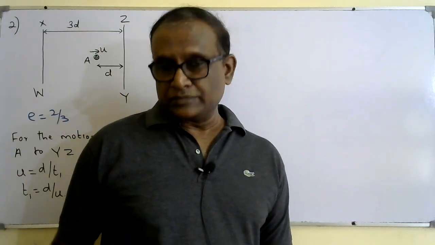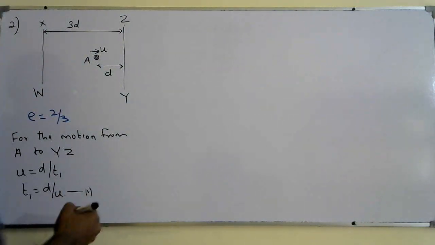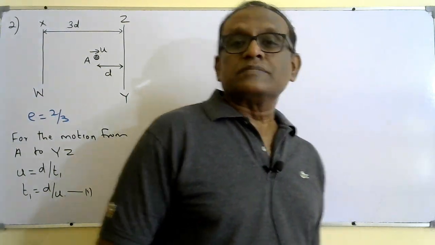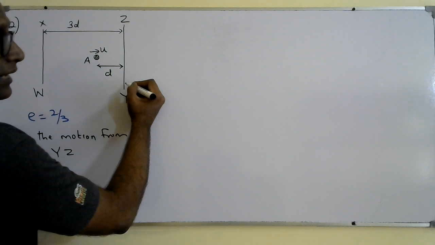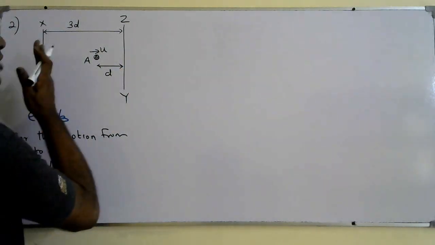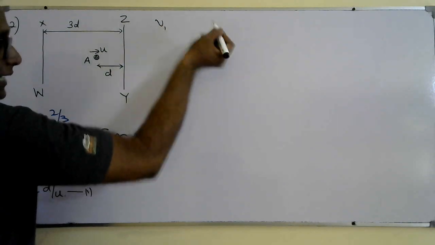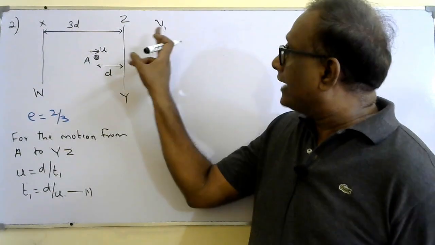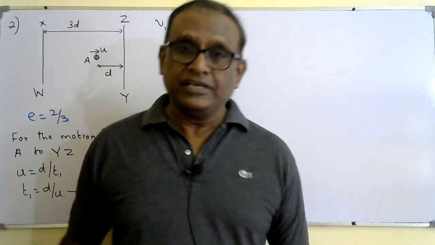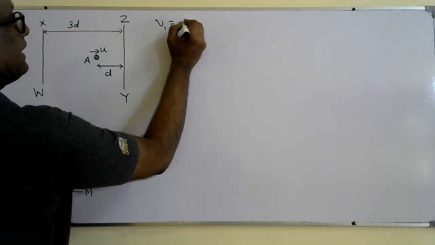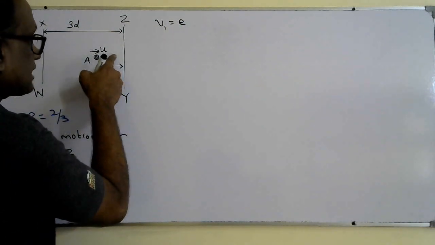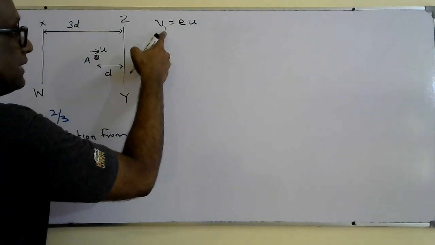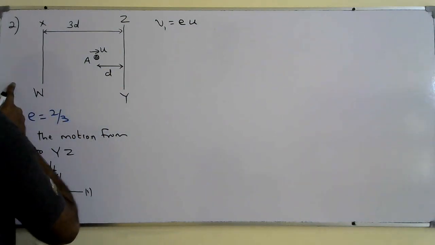After collision, what will be the speed? We are using the equation: speed of separation is equal to E times speed of approach. This is at rest, it's a wall, it won't move. So relative to this, it's going to bounce off at a speed v1 minus 0, because YZ is at rest. So relative to the wall, it will bounce off at a speed v1, that's the speed of separation. v1 is equal to E times speed of approach. It's moving towards the wall at a speed u, so v1 is equal to Eu after collision. With this speed, it's going to move from YZ to WX.